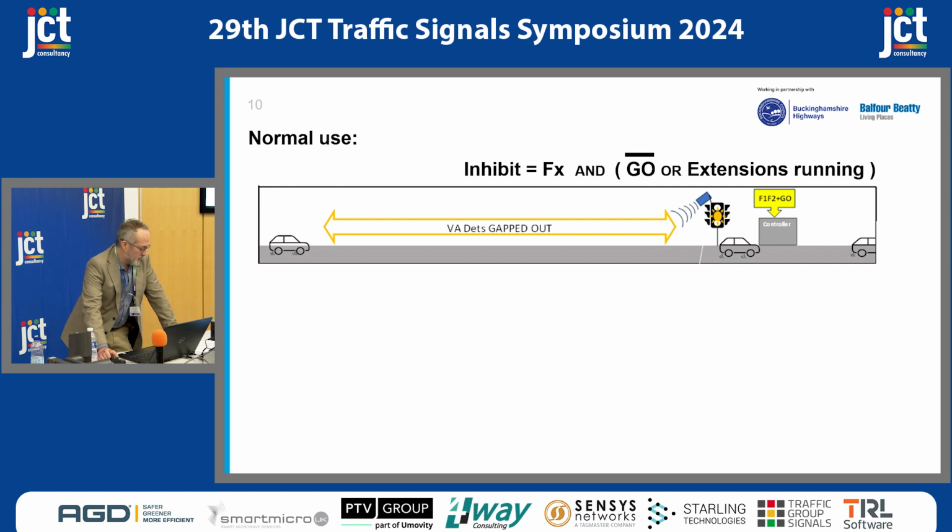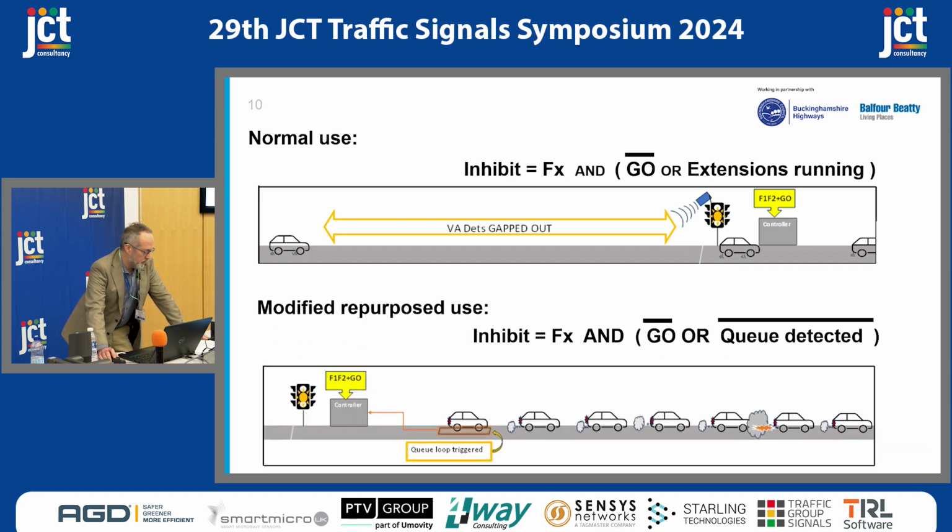But in this case, we've actually sent the go bit to the controller, so go equals 1 or true. So not go is false. And so for the bracket to be true, we need extensions running to be true. And when the extensions terminate, the whole bracket is false. Sorry. The F bit is ANDed with the bracket, which is false, so the whole expression is false, which switches off the inhibit, so the stage changes.